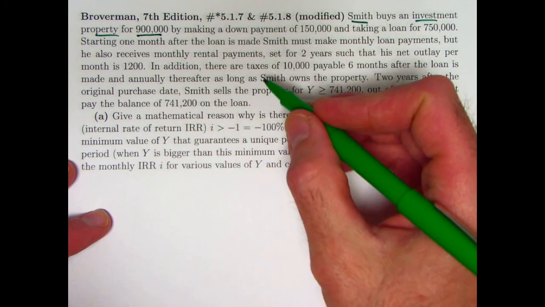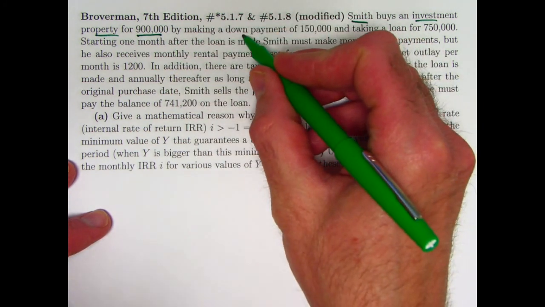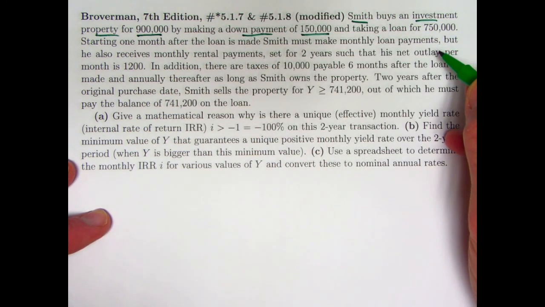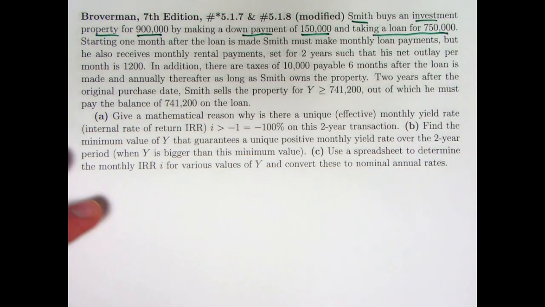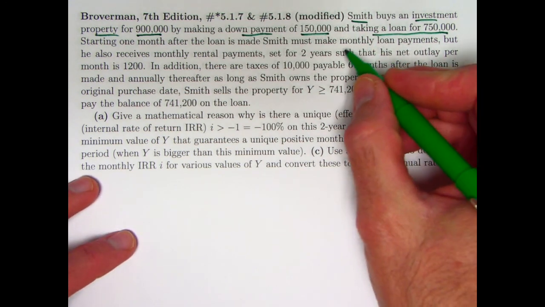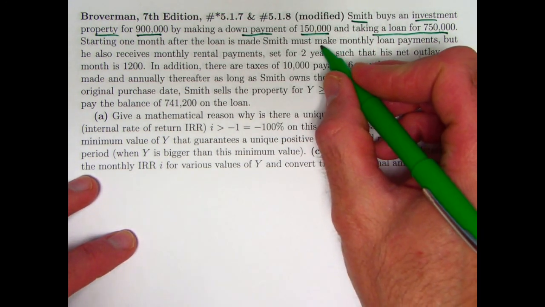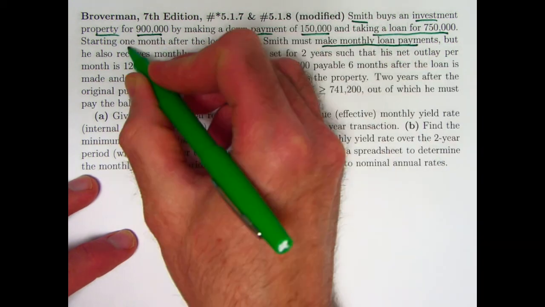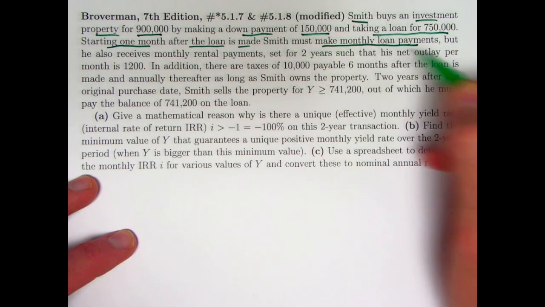Smith can't pay all that $900,000 at once, but can make a down payment of $150,000 and then takes out a loan for the rest. Okay, that's typical. Most people can't pay such an amount right away, so they make a smaller payment, a down payment, and then they take out a loan for the rest. But loans must be repaid, so Smith must make monthly loan payments starting 1 month after the loan is made.